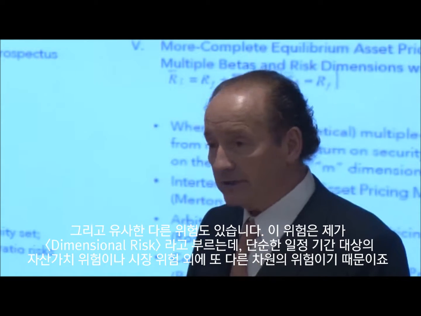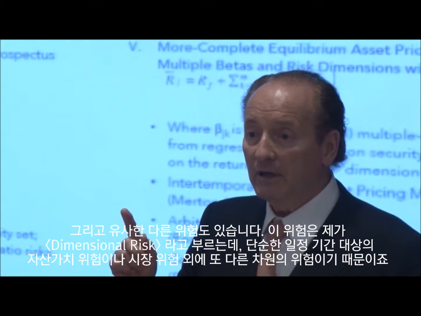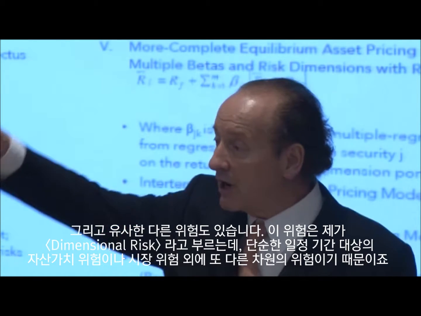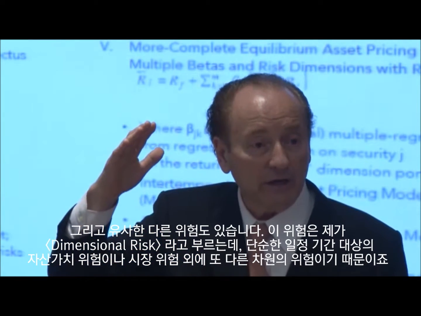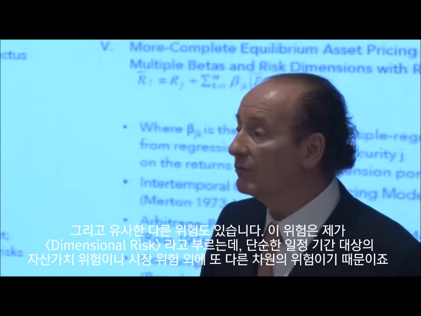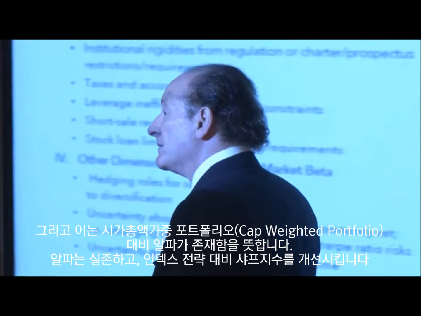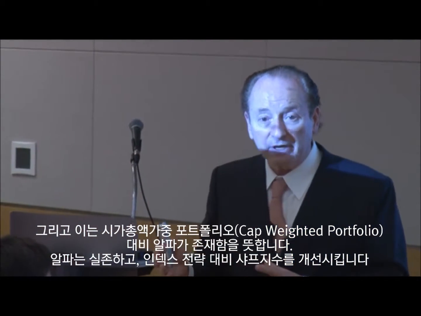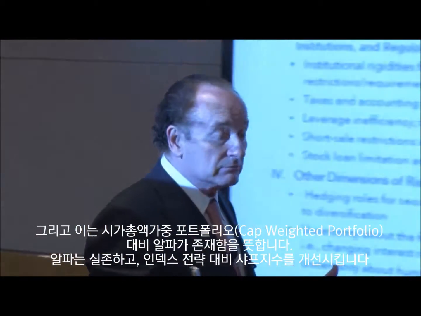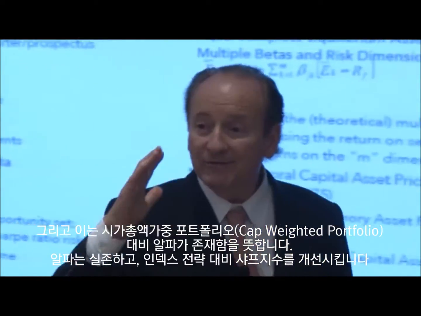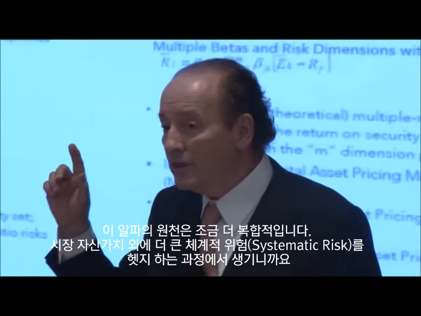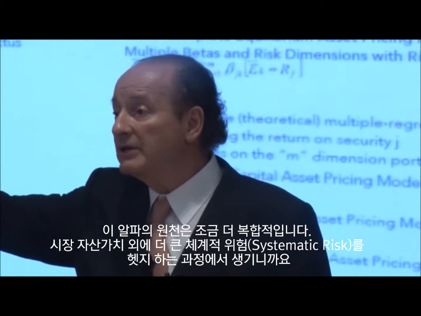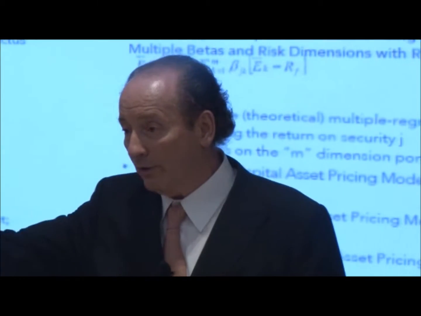And there are other such things. These risks I call dimensional risks, because they say there are other dimensions other than just end-of-period wealth or the market for systematic risk, using your intuition on that. And that means that you'll have alphas relative to a cap-weighted portfolio. The alphas are real. They are improved Sharpe ratios over what you could get from indexing. Their source is the more complex role of securities, hedging other risks, big systematic risks, in addition to the market wealth.